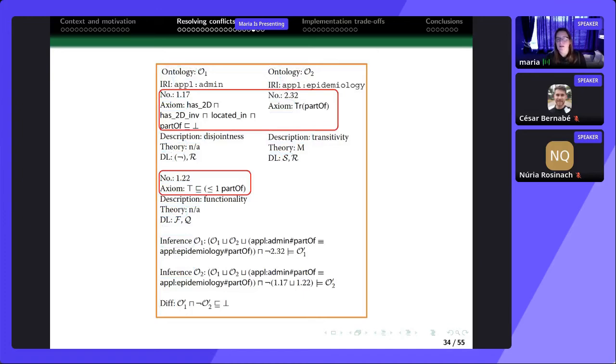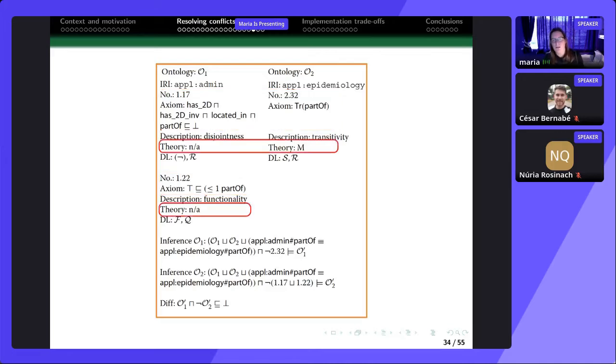In this case, the crux of the matter, and the problem that caused this non-simple error that popped up in Protege for Rolf, was that in the epidemiology ontology, part of was transitive, whereas in the administrative ontology, part of was functional, and it was used in a disjointness axiom across object properties. And that combination is not allowed in OWL 2. And so that was one of the core issues. Another core issue, not at the axiom level but at the theory level, is that one ontology tried to use specific mereological theories, whereas the other one was completely non-committal.